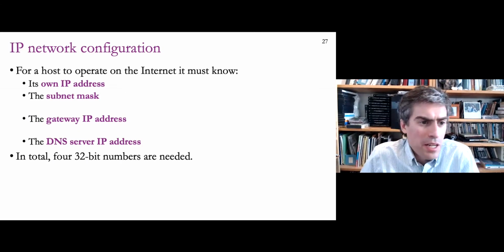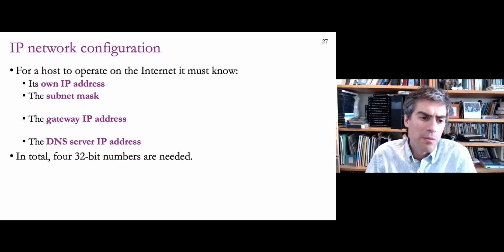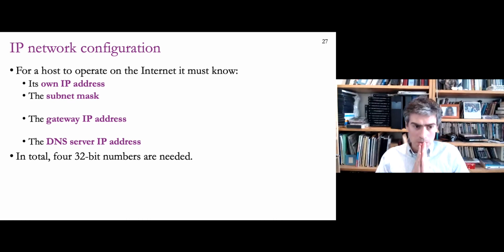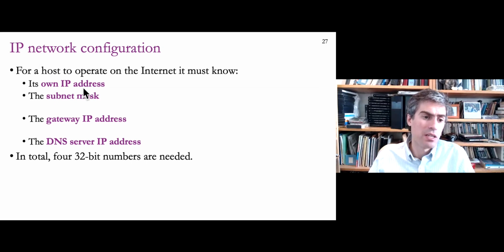The final topic for today is network configuration on an IP network. So in order for a machine, a host, to operate on the internet, on an IP network, it needs to know 4 things, actually. It needs to have an IP address and know what that IP address is. It needs to know the subnet mask. It needs to know the gateway IP address. I'll tell you what that is in a second.